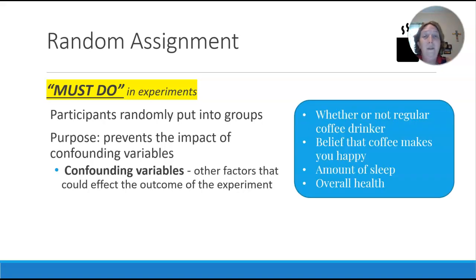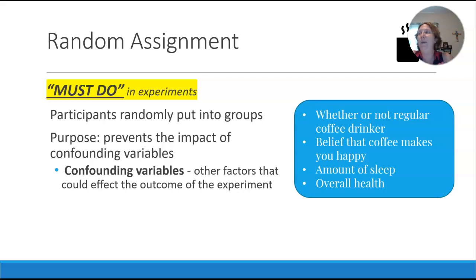Things like whether or not they've ever had coffee before, whether or not they have coffee on a regular basis, if they already believe that coffee makes them happy, the amount of sleep they got that night, their overall health, maybe if other happy things or sad things are going on in their life. When you pull your people to test them, people individually are going to have all sorts of things going on with them. Some will be the same, some will be different. But by mixing them up and randomly putting them into two different groups, it minimizes the impact of those differences.